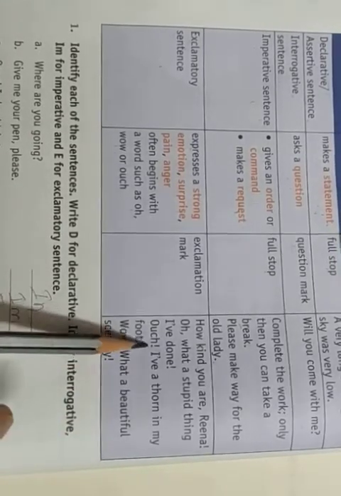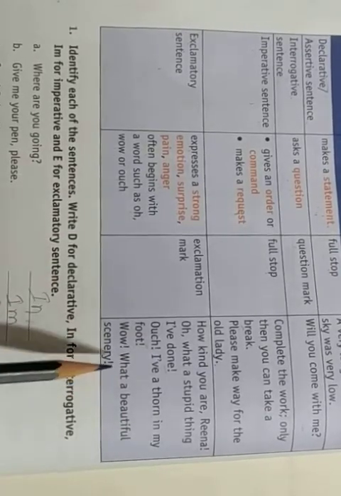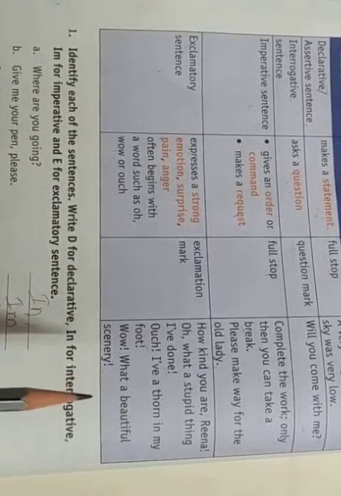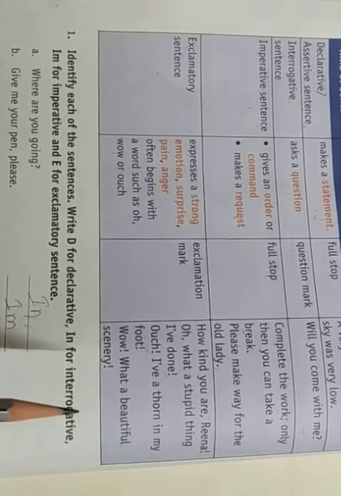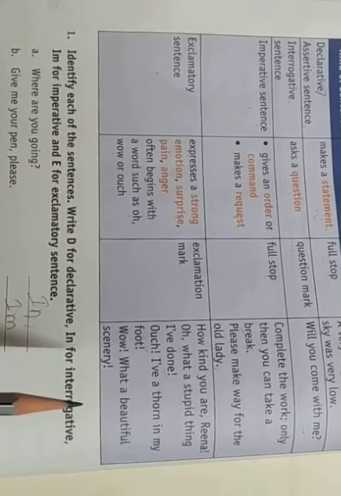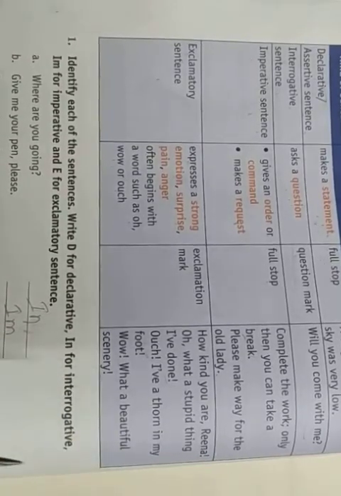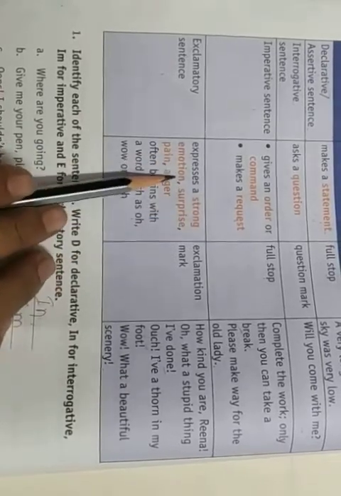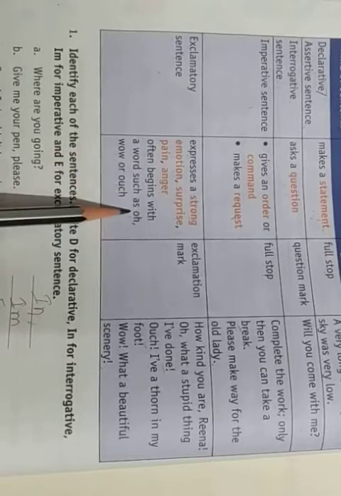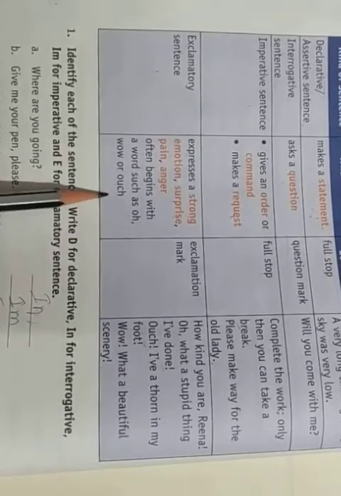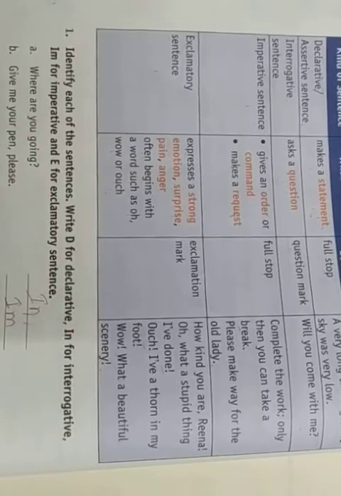So, these are called exclamation signs. What a beautiful. What a cute. Oh, alas! What happened? So, all the sudden words are called exclamatory signs. Expression of strong emotions, surprise, pain, anger, often begins with a word such as ah, oh, ouch. So, oh, wow. Like this.